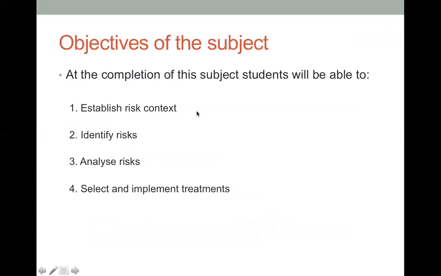Okay. This is the one that we discussed in module 1. The objective of the study of the subject is basically to capture these elements: establish the risk context, identify risks, analyze risks, and select and implement treatments. Tonight we are going to capture the second one as well. Establishing the risk context and identifying risks are the key points that we need to show in our assessment 1 that is due next week.